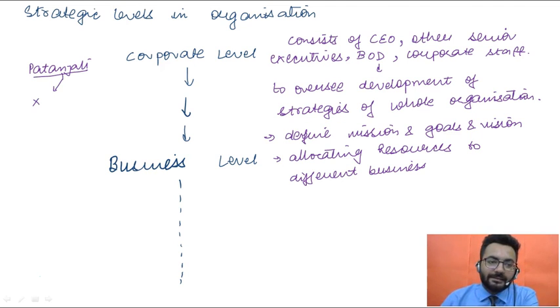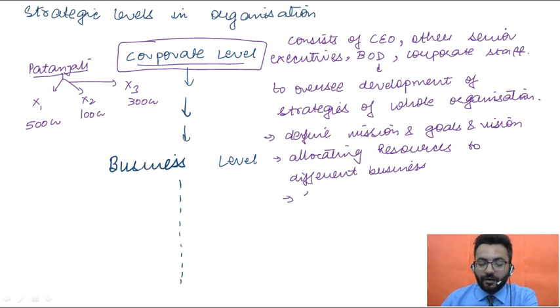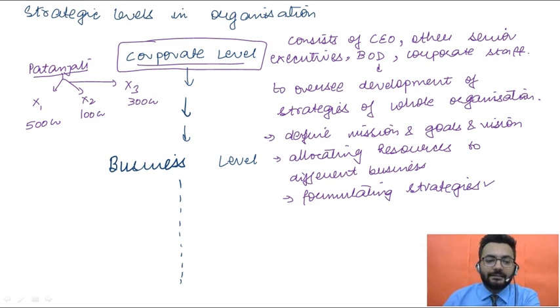So, business X1, business X2 and business X3. The corporate level is going to decide how many resources would be given over there. 500 crore over here, 100 crore over here, and 300 crore will be given over there. Who is going to decide this? Corporate level is going to decide to which business we are going to allocate how many resources. Right? Formulating strategies. They also formulate the strategies.